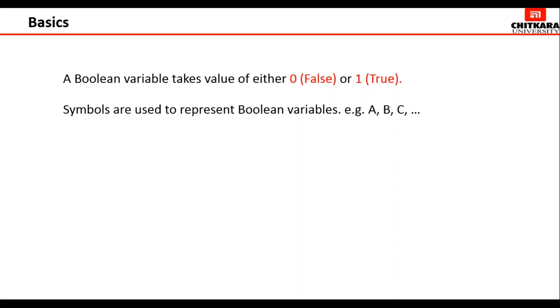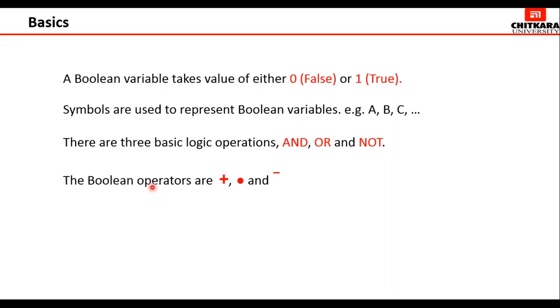The symbols used to represent Boolean variables, usually in good books, you will find as capital A, B, and C, capital alphabets. Small alphabets can also be used. There is no hard and fast rule that you have to always use capital letters. This is the usual sign convention used, right? Okay, then what are the three basic logic operations in Boolean algebra? We have AND, we have OR, and we have NOT. So AND symbolizes dot, OR symbolizes plus, and NOT symbolizes complement, right? Fine. So these are the Boolean operators: plus, dot, and complement.